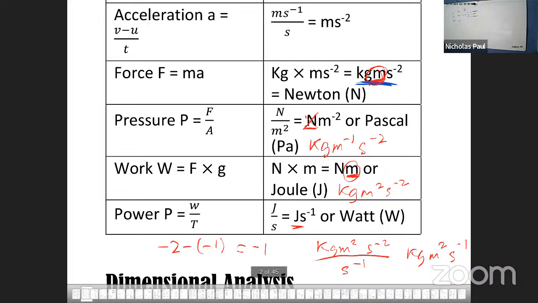Okay, so these are the base SI units, we need them, right? For all the questions that we're going to do, we'll need them, right? Okay. Done now.